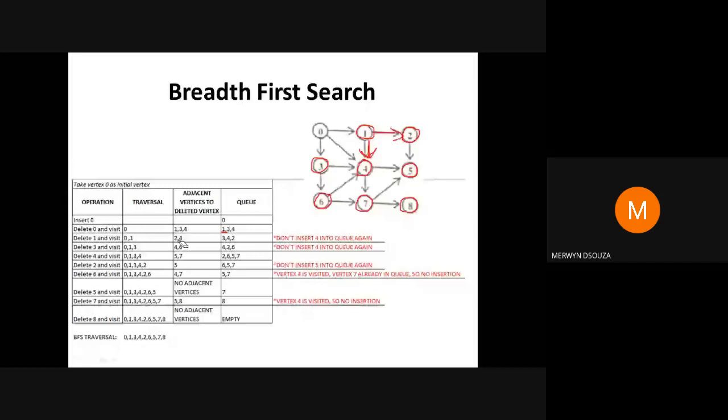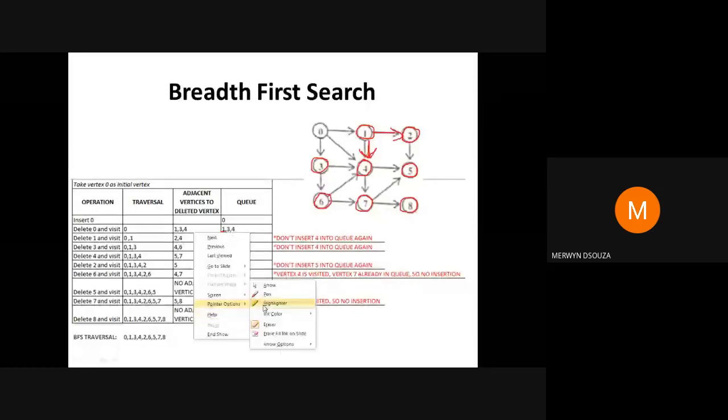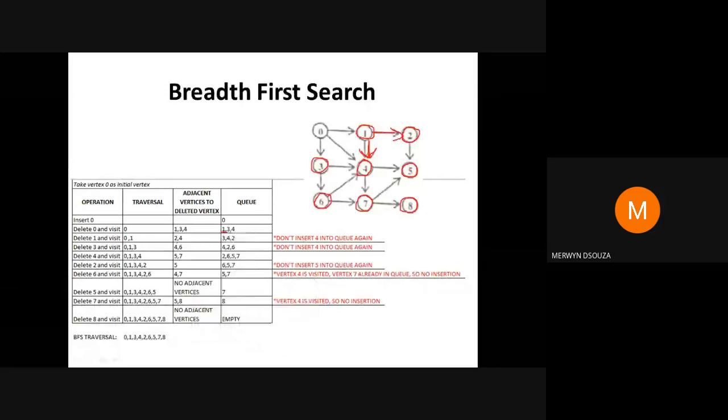So there's no fixed order in which you may put them. You could have put 2 first and 4 later, or you could do it the way your textbook has done. I've just taken this option from your textbook. Any one of these 2 vertices you could have put inside the queue first.